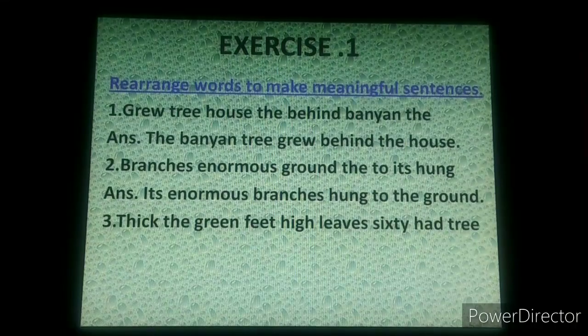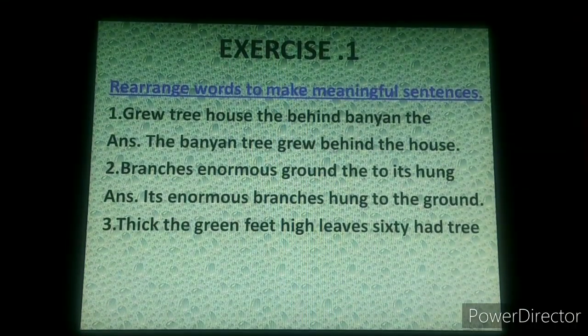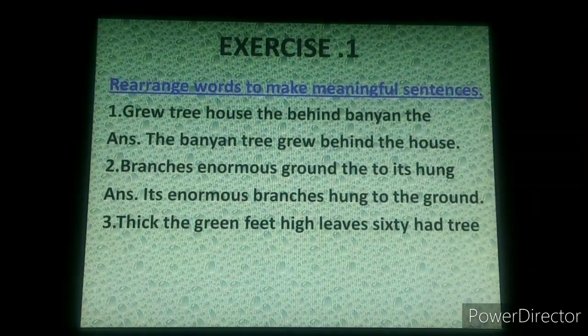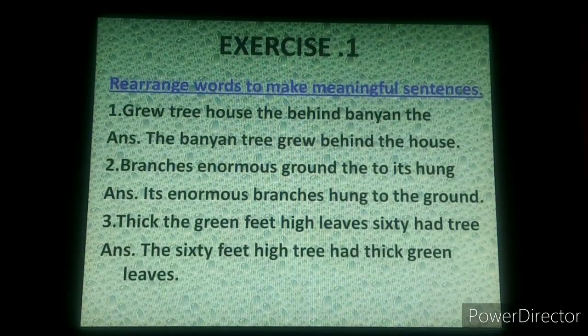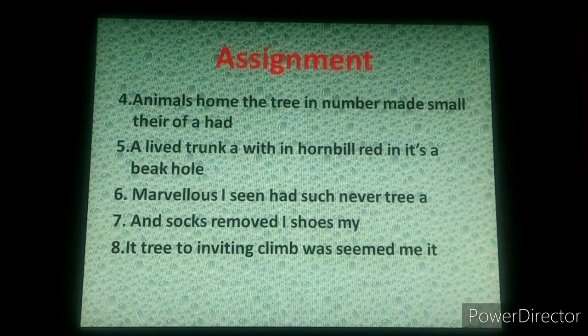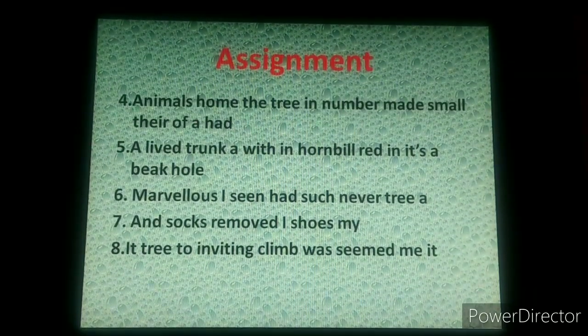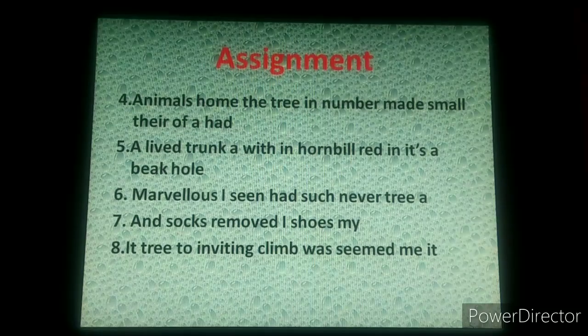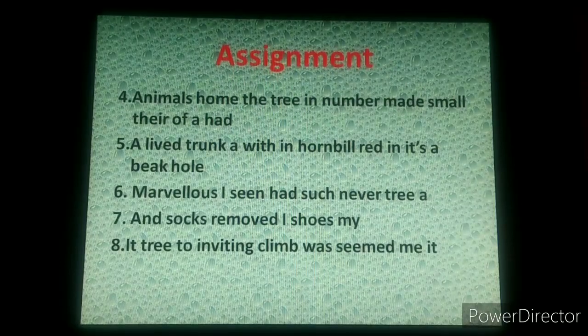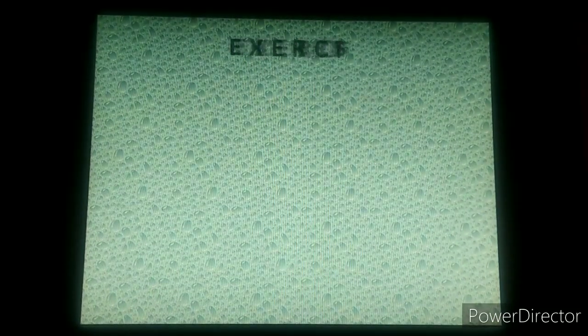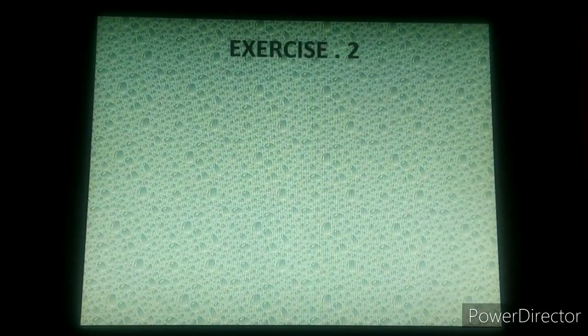Third, thick the green feet high leaves 60 head tree. Does it have any meaning? No. So we will write, the 60 feet high tree had thick green leaves. Now these 3 I have done for you and the next 5 you have to do yourself in your English grammar notebook as homework. Fourth, animal, you can read it out by yourself.